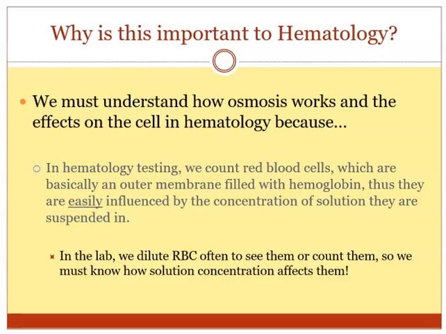We must understand how osmosis works and the effects on the blood cell in hematology, because in hematology testing we need to count our red blood cells. And a red blood cell is basically just an outer membrane filled with hemoglobin. So it's easily influenced by the concentration of a solution that they're suspended in. So in the lab, we often dilute red blood cells to make them easier to count. So we must know how the concentration of the solution affects them.